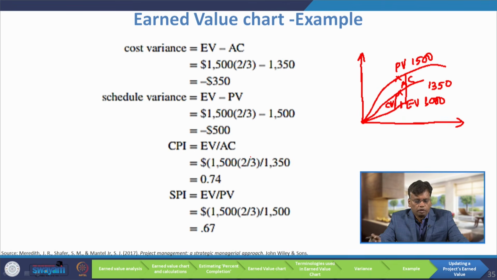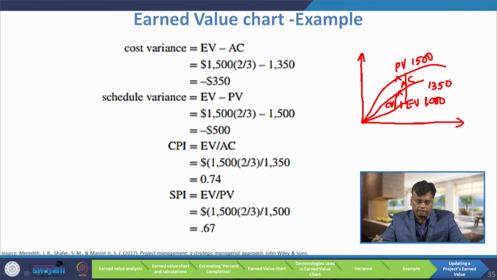First, we will find the cost variance. The cost variance is earned value minus actual cost. In our problem, the planned value is 1500, and the actual cost is 1350. But when you find the earned value, it will be 1000, because 2/3 of 1500 is 1000. So 1000 minus 1350 is minus 350. The cost variance is negative, which means we are spending more money.